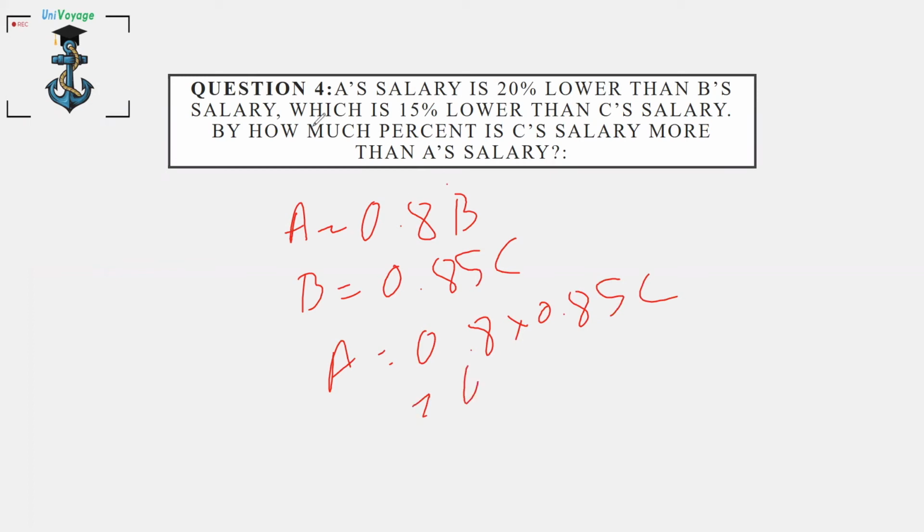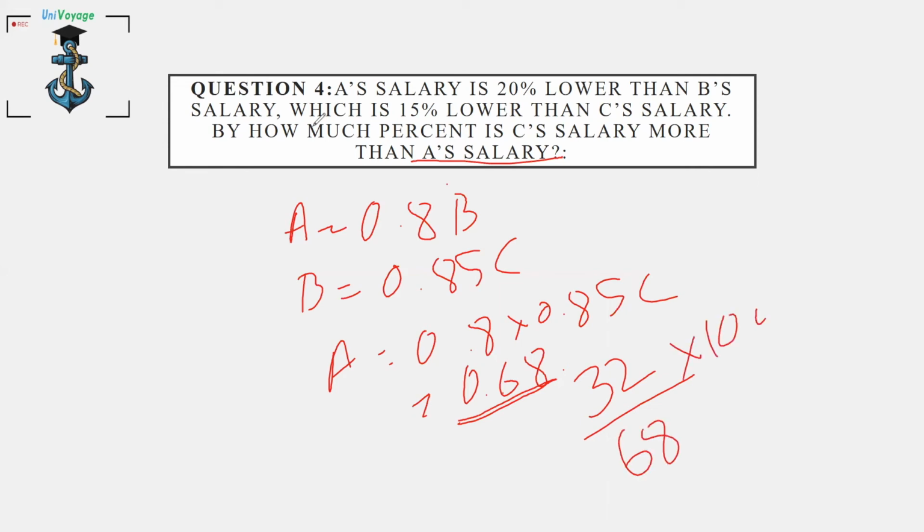which is again 0.68. You guys don't need to worry, you'll be having an on-screen calculator, so it's not an issue for you guys. Then percentage change graphic. Okay, if you guys are using that method, otherwise you need to find the change between A and C. All right, and you just need to find the change. So it's 32 and the base is, since C's salary is more than A's salary, the base should be taken as A, which is 0.68. So 32 upon 68 into 100.